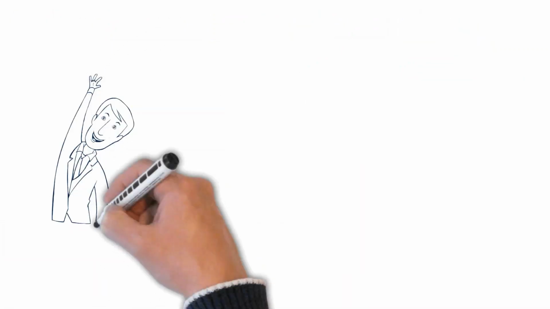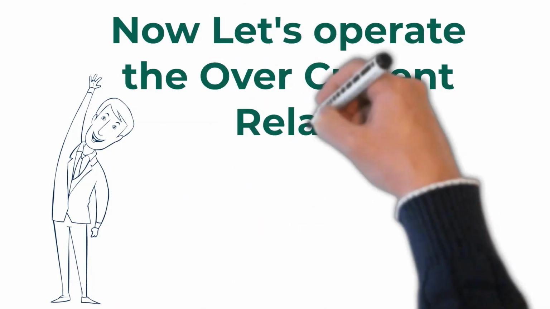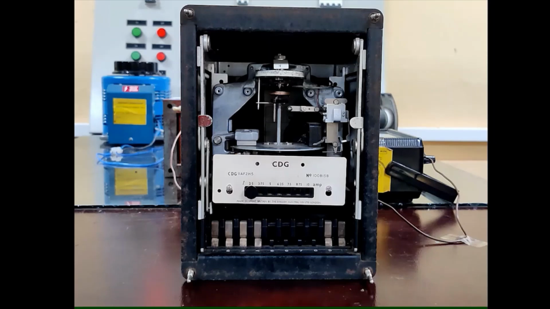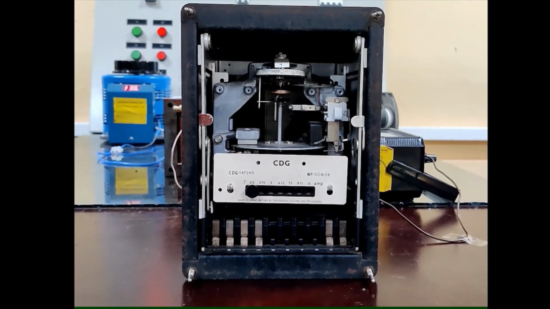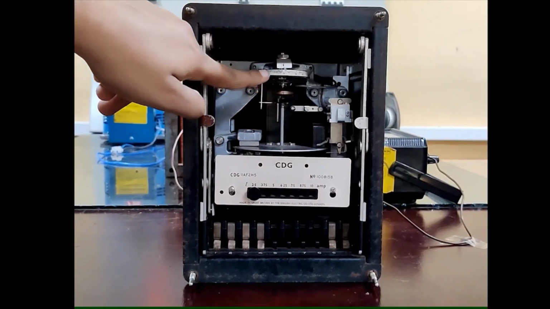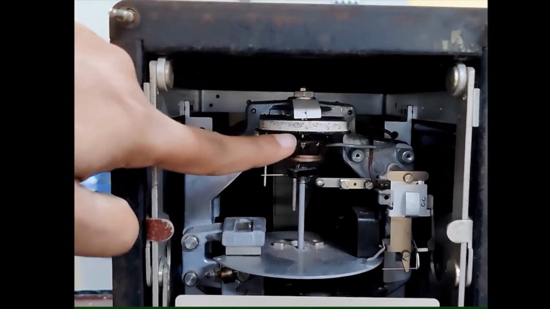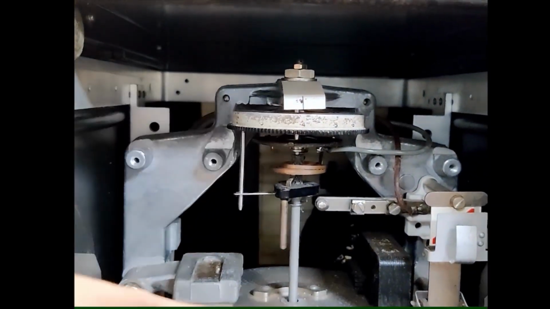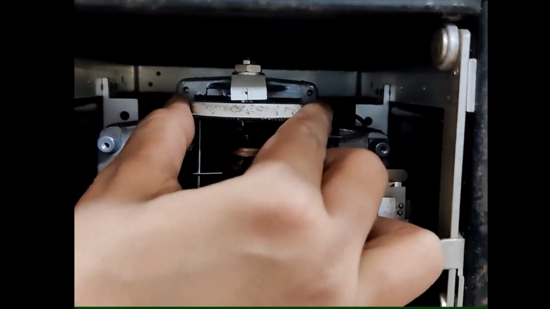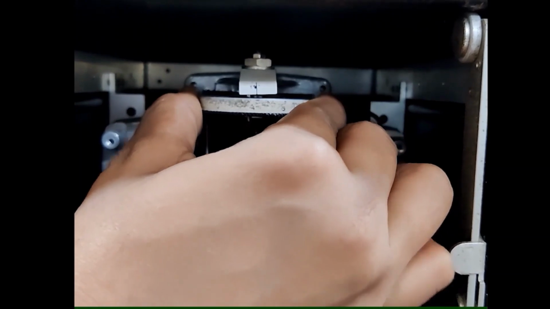Now we know the sufficient theory for the practical. So let's operate the overcurrent relay. This is the inverse overcurrent relay used in the laboratory. You can see the time dial setting and the flag. The value of the time dial setting can be adjusted by rotating it.